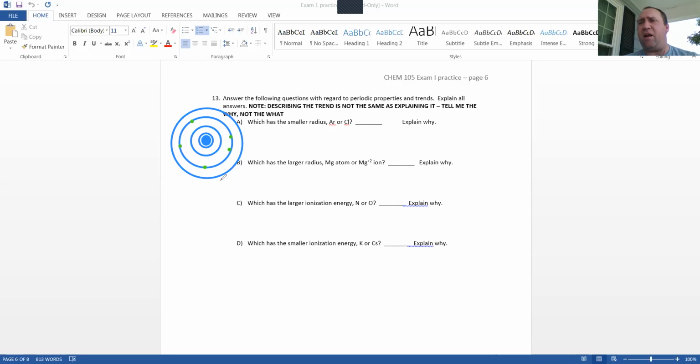So it's not a matter of energy levels in this case. It's a matter of what's in that nucleus. The more protons in that nucleus, the more attraction we're going to draw to those electrons and pull in those energy levels. So which one has more pull in its nucleus, the argon or the chlorine?